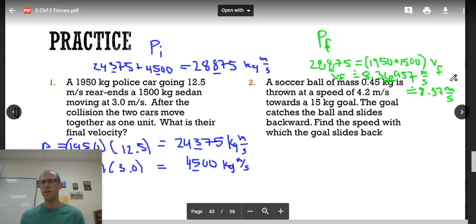And then when I look at what my sig figs were, my sig figs took me to the 100th spot here. They were in the 100th spot here as well. So when I divide a 3-digit significant number by what this came out to be, which was a 2 significant figure number, that would leave me with 2 significant figures as my answer. So this would be rounded to 8.4 meters per second. And that's what the final velocity is when that police car and sedan are traveling together after impact.